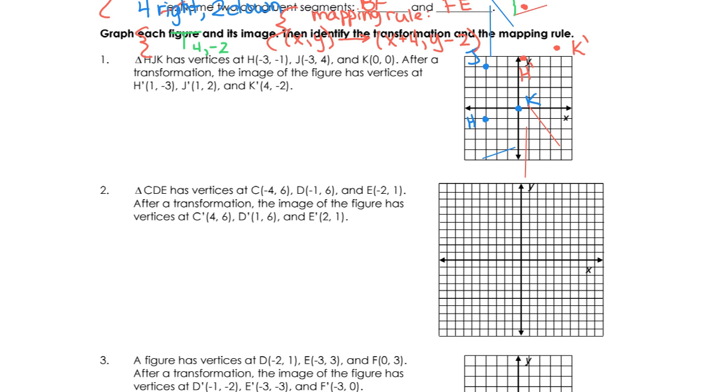So, all right, so here we go. We have triangle CDE and it has vertices at C, which is at -4, +6. And D is at -1, +6. And then E is at -2, +1. Okay, we'll use our straight lines to go ahead and connect them.